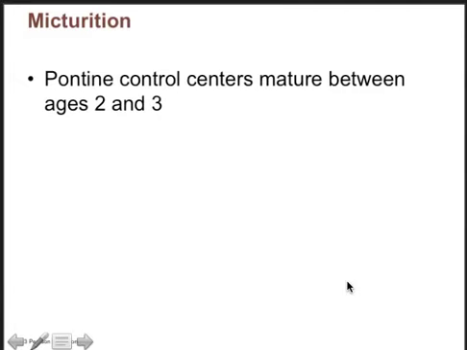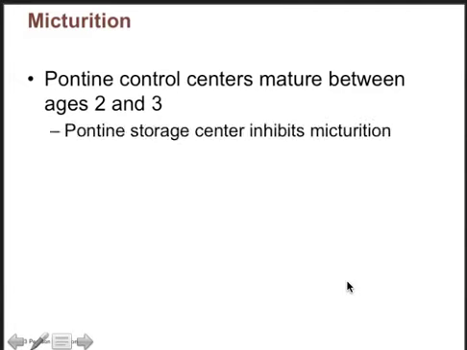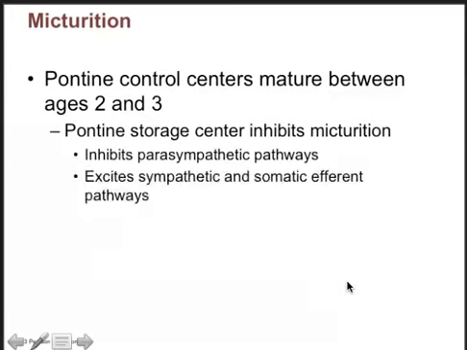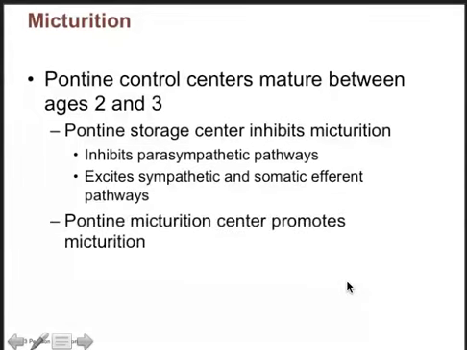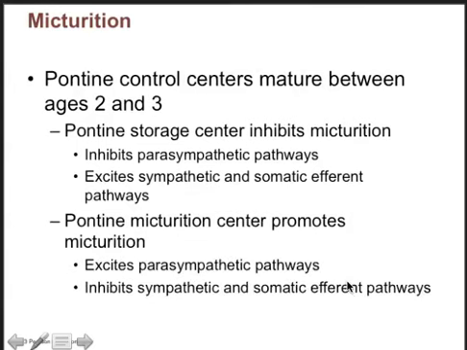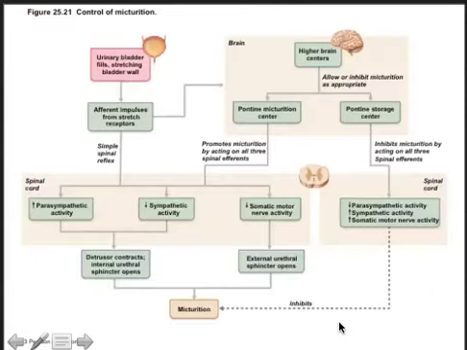Pontine control centers mature between ages 2 and 3, and these storage centers can inhibit urination by inhibiting parasympathetic pathways and exciting sympathetic and somatic efferent pathways. Pontine micturition centers promote micturition by exciting parasympathetic pathways and inhibiting sympathetic and somatic efferent pathways. And this is just a flow chart showing you how these different pathways interact.